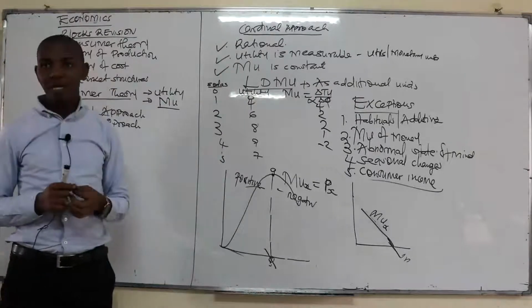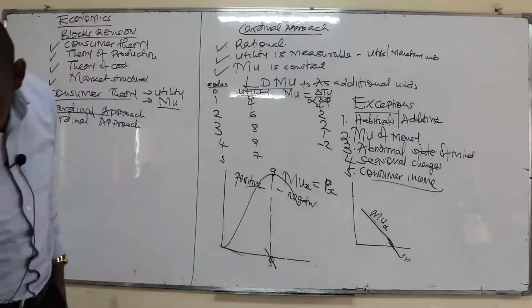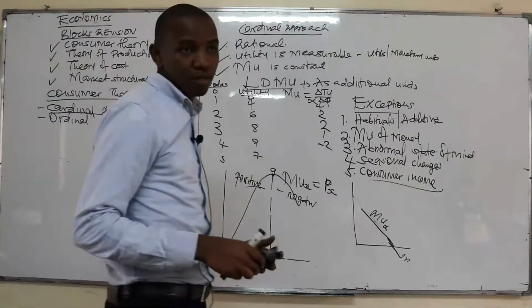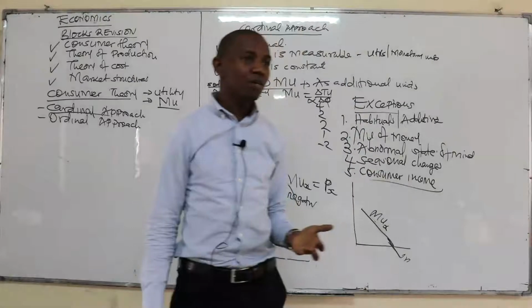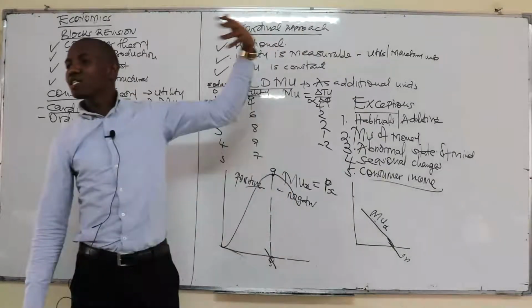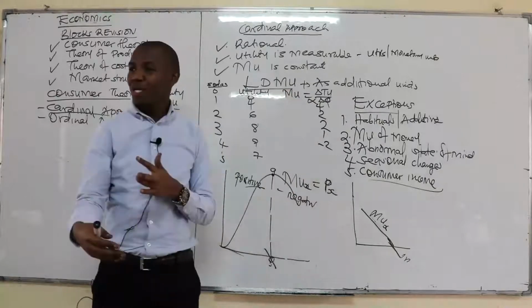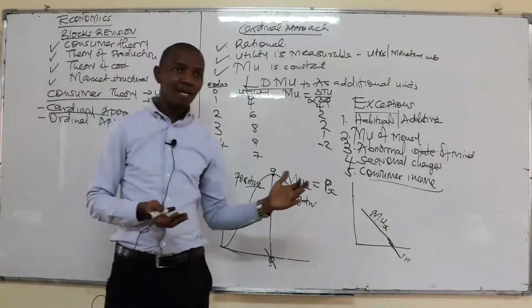Are we together? Then number 2 is that the marginal utility cannot be what? Constant. The marginal utility in that case is not going to be constant. The extra consumption of an extra unit of a commodity, how will it be constant? And yet you are consuming an extra unit of a commodity. So in that case it is also another limitation.